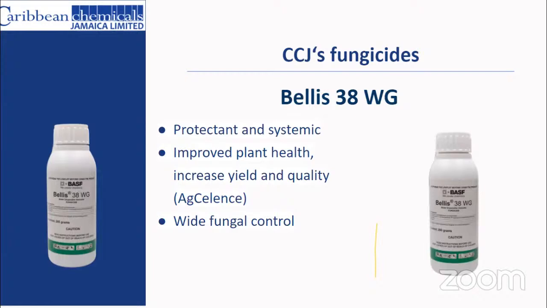Bellis, also systemic and protectant, has 2 active ingredients. It also has what we call excellence, meaning when used at a particular rate, this is able to improve the yield in terms of fruit size, the robustness of the fruit and plant, as well as offering the fungal control. So when used at a particular rate, Bellis can offer fungal control and also provide excellence effect.